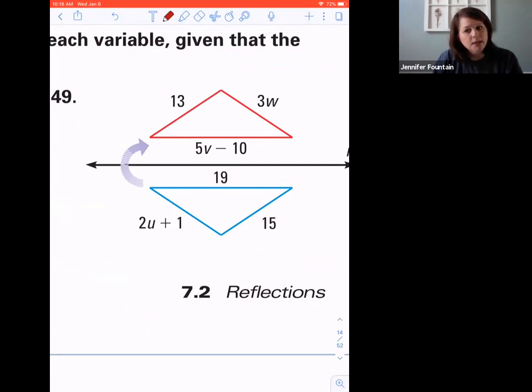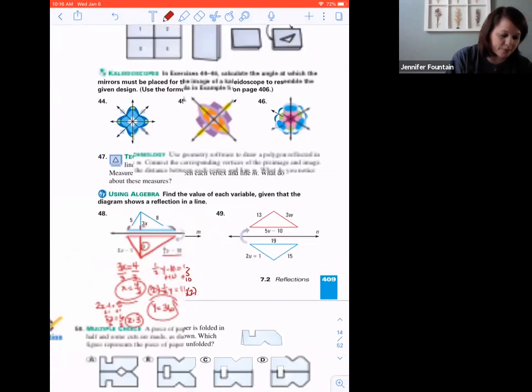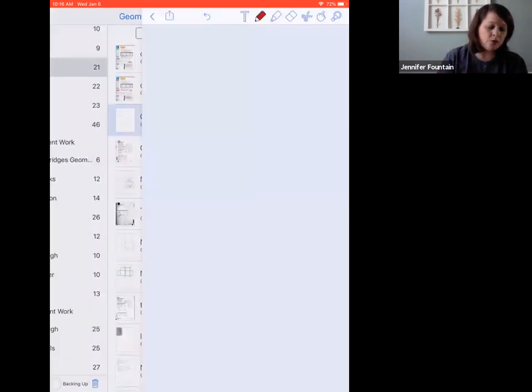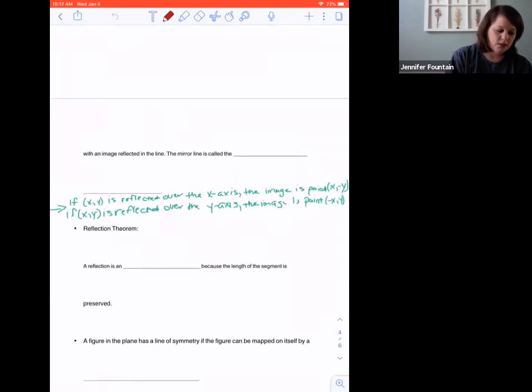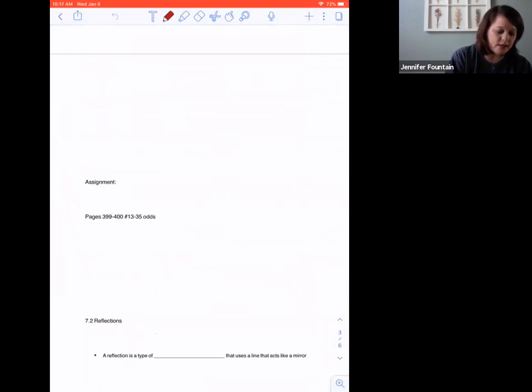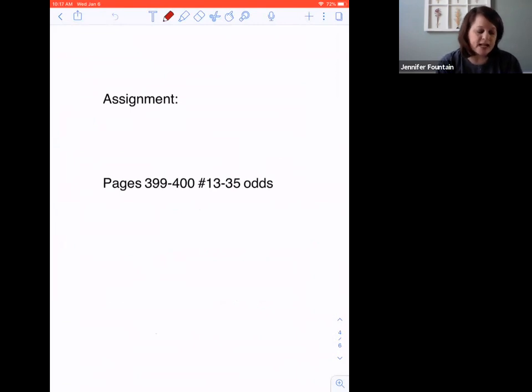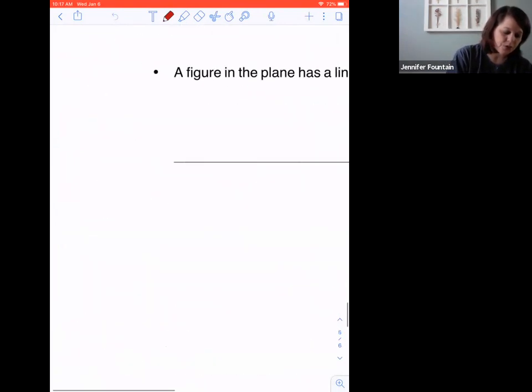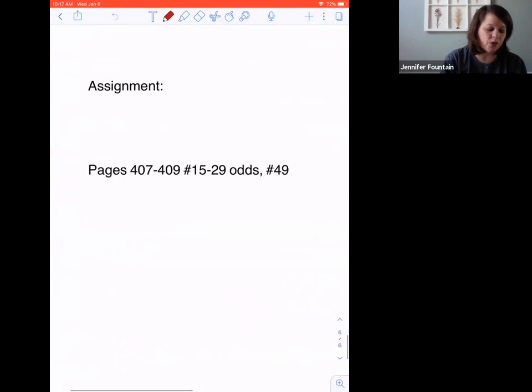All righty. So that wraps us up for today. You can see from your assignment sheet or from your lesson notes that from 7-1, our assignment was pages 399 to 400, numbers 13 through 35 odds. And then for 7-2, our assignment is pages 407 to 409, numbers 15 through 29 odds, and number 49. Any questions about that?